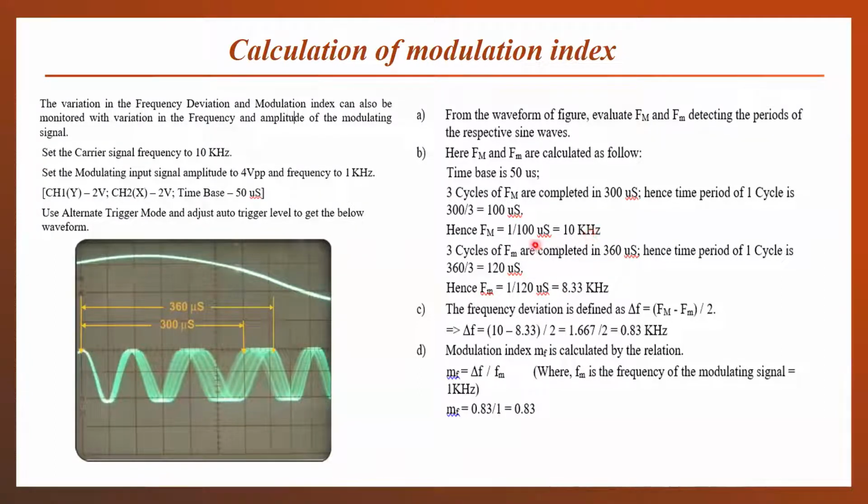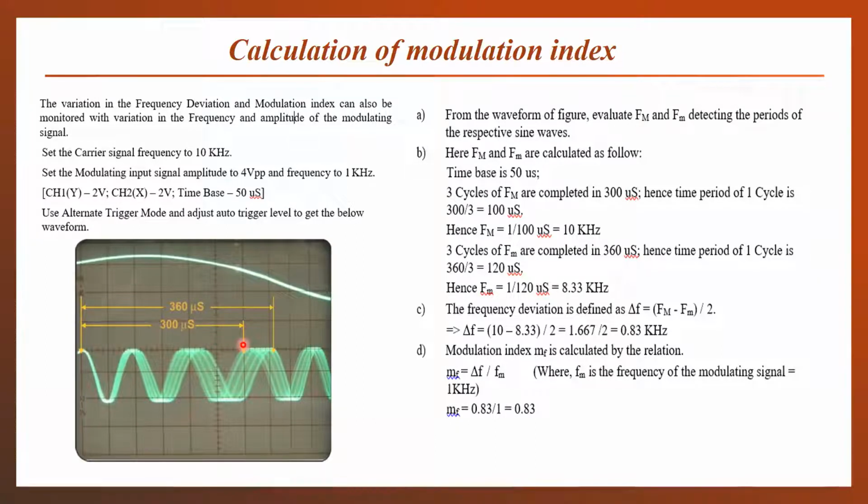And for 1 cycle, we can divide by 3. So this is written here. 3 cycles of FM are completed in 300 microseconds, and the time period of the 1 cycle will be 100 microsecond. 300 microsecond is for the leftmost cycle. Leftmost cycle means the lowest time period. Lowest time period means the maximum frequency. So maximum frequency calculated here is 10 kilohertz.